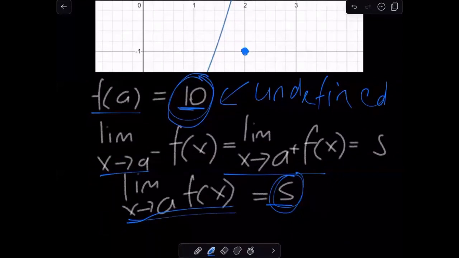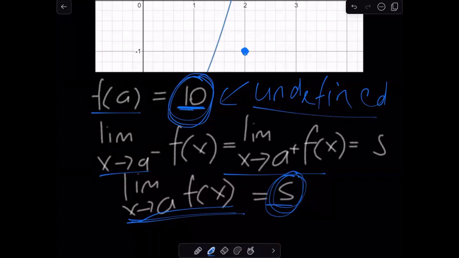Therefore, the full limit will be equal. However, the full limit will not be equal to the function value at that point we are examining. Why? Either because the function value is different from the full limit, or because the function value is undefined. So that's how you know it's a removable discontinuity.